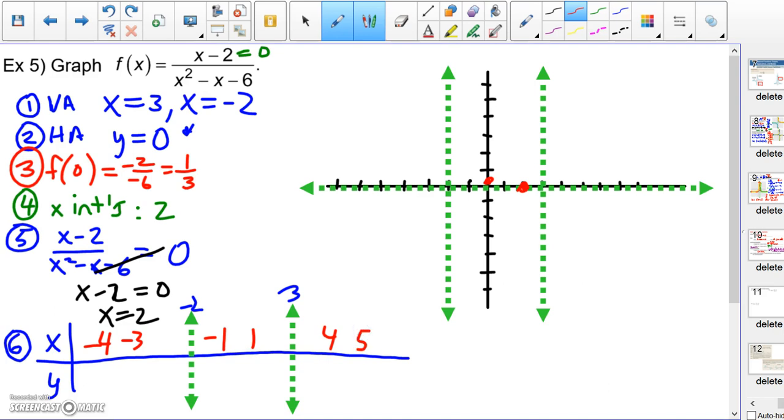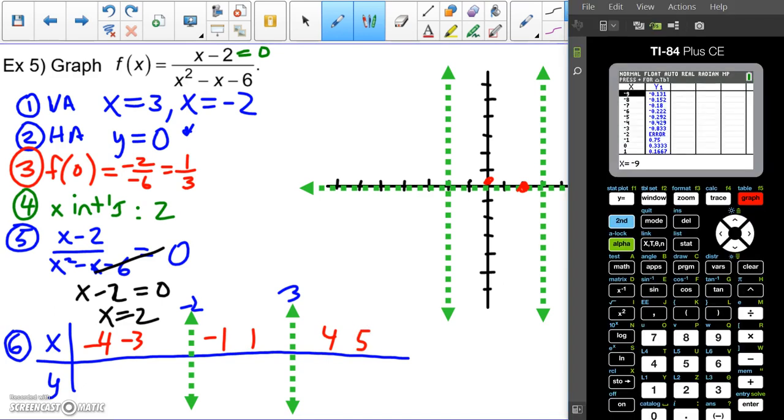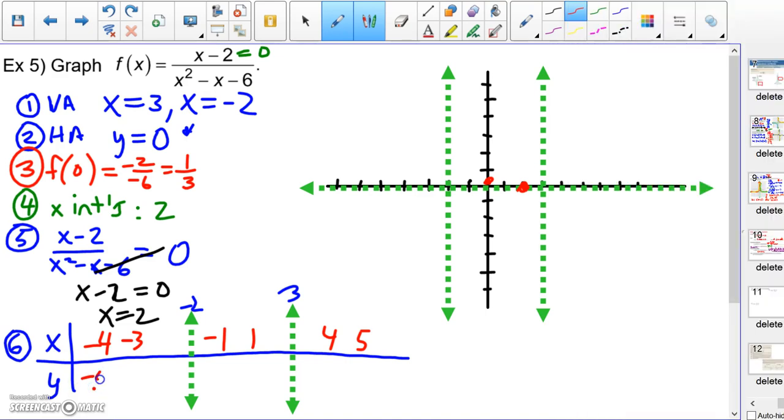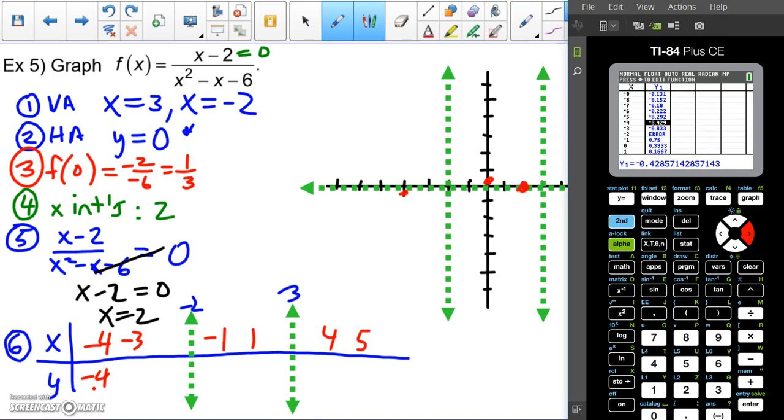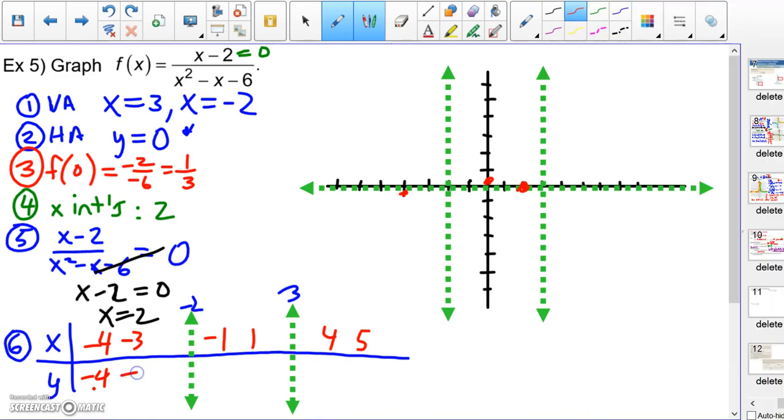Now we can do more. As a matter of fact, if we did decimal numbers, it would probably be easier. But if I plug in -4, I'm going to get about -0.4. You can kind of look down at -4, you're getting -0.429. We can't really graph all that accurately, but -4 is about -0.4 or so. So -4, -0.4, about right there. -3 is about -0.8. Notice I'm just approximating here.